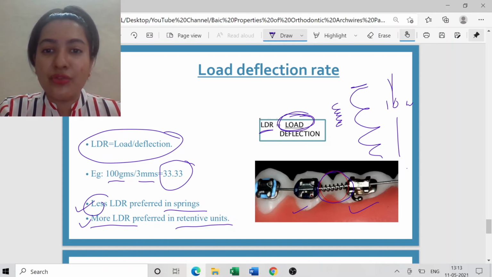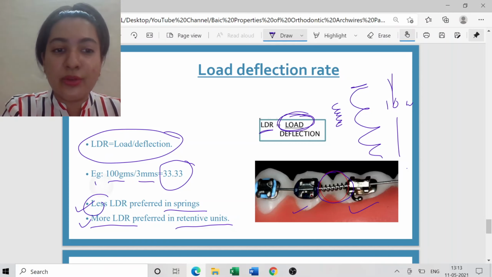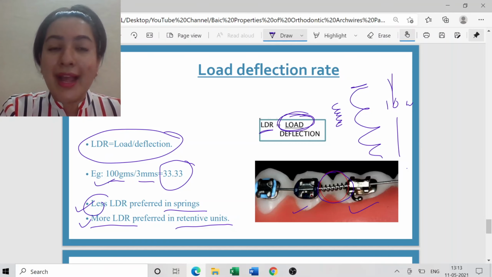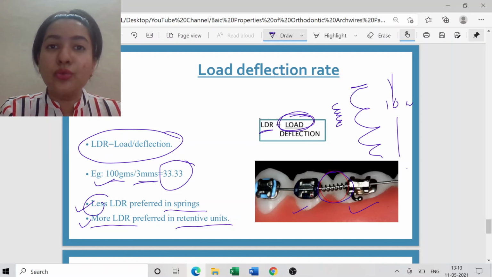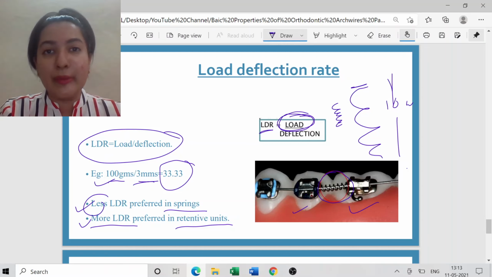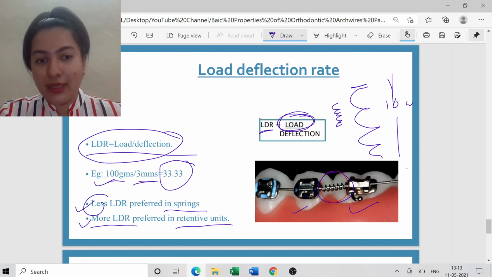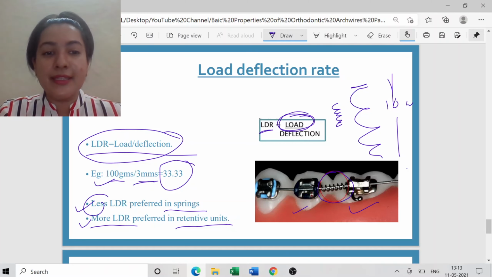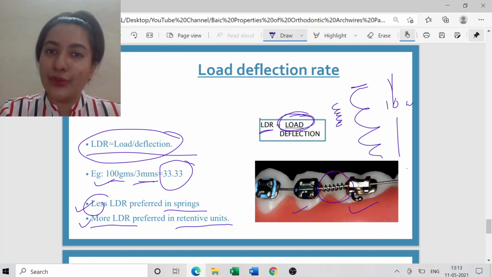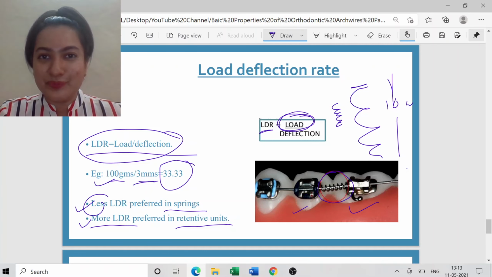Calculate the load deflection rate when I am applying 100 grams of force to move and the wire moves by 3 millimeters, or the tooth movement is occurring by 3 millimeters. So you have to calculate the LDR. And how LDR increases or reduces in spring and retentive unit is something now which you have understood.